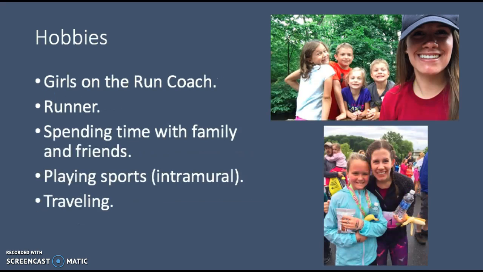Some of my hobbies, I'm a Girls on the Run coach. That being said, I do enjoy running. In my spare time, which being a first-year teacher, I don't have much of, but I do like spending time with my family and friends, and I enjoy playing intramural sports and traveling. The pictures on the right, one is of my family, and one is also of me with my running buddy last spring after a Girls on the Run race.